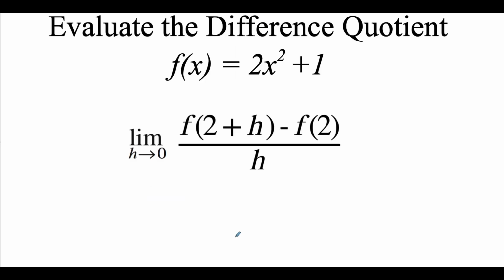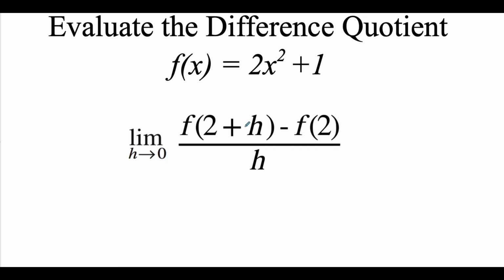Checking out this example, we want to look at the function 2x squared plus 1, and we want to do the difference quotient f of 2 plus h minus f of 2 over h, and we want to do that limit as h is approaching 0. Again, we can't just plug 0 in because that would give us the indeterminate form, so we have to go through and do all the algebra to try to simplify this down.